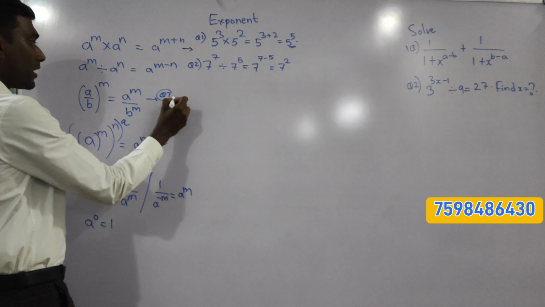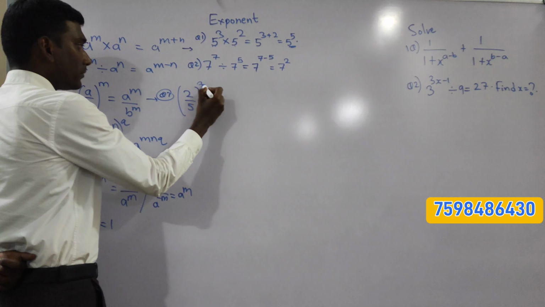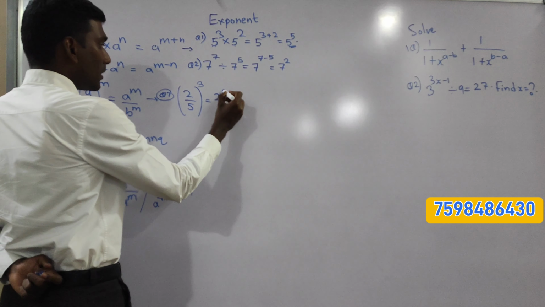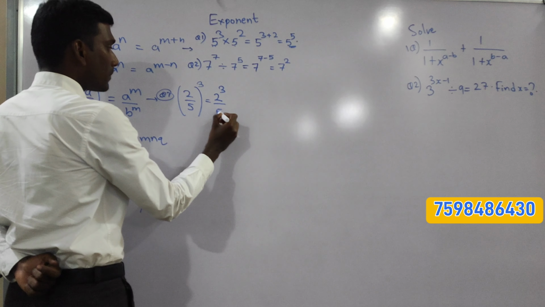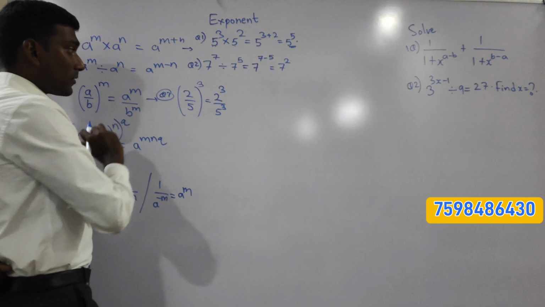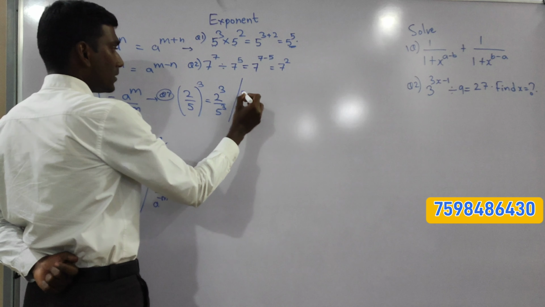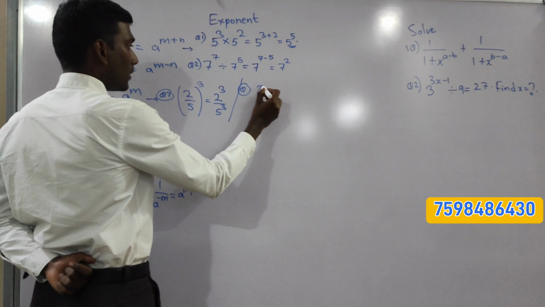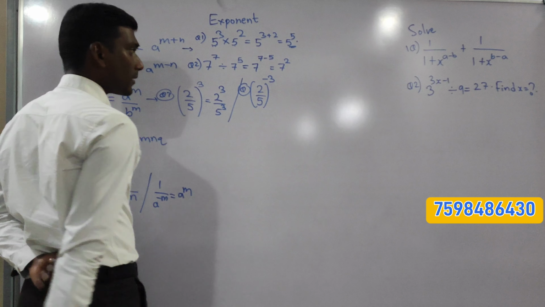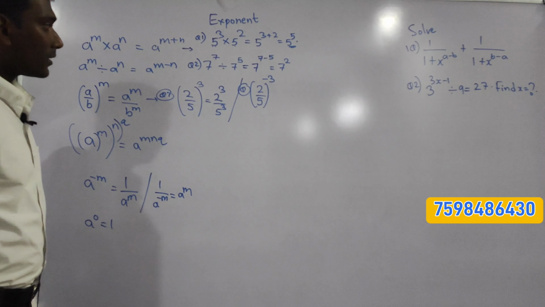Third example, imagine (2 by 5) to the power of 3. If I write it like this, this can be written as 2 to the power of 3 by 5 to the power of 3. Now suppose the question says (2 by 5) to the power of minus 3. I can explain this here, but let me go with it now itself.